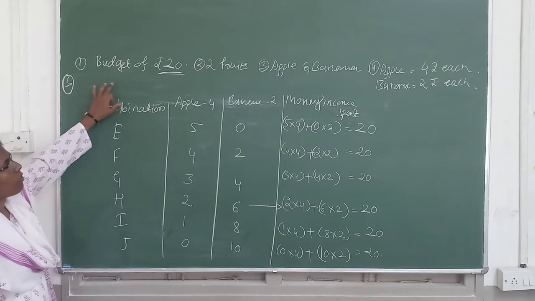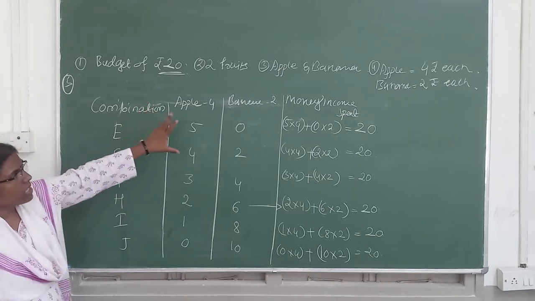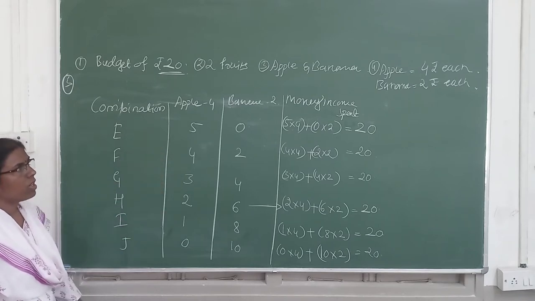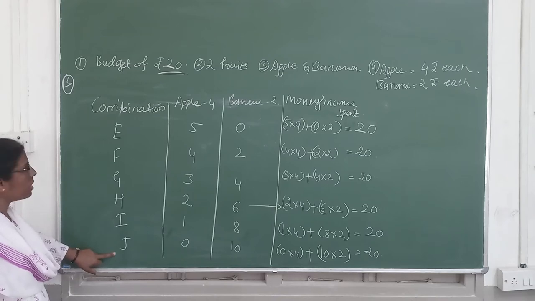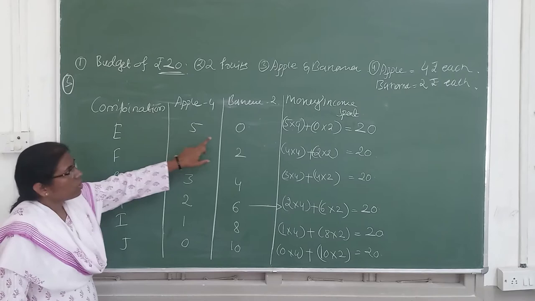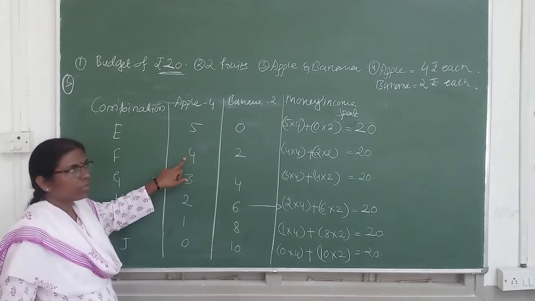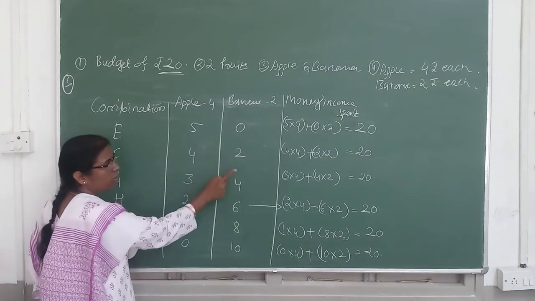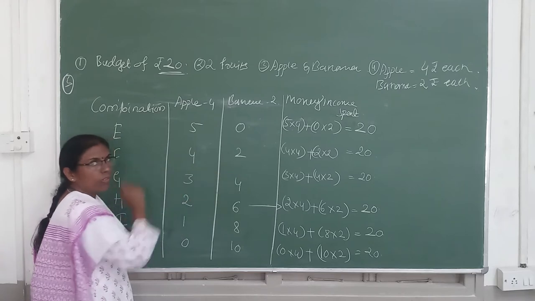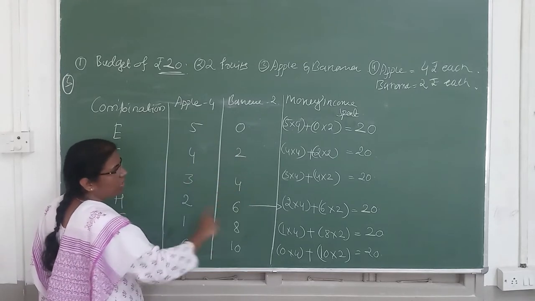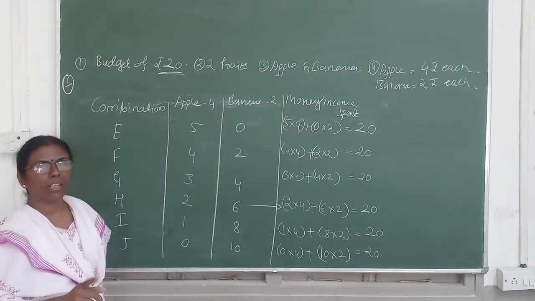Once again, I will repeat. With the help of 20 rupees, the consumer tries to make different combinations of two goods. In our example, apple and banana are considered. The price of apple is 4 and the price of banana is 2. These are all the combinations, 6 in total. If we purchase 5 apples, then 0 bananas we have to purchase. If you want to purchase 2 bananas, you have to sacrifice 1 apple. Or if you want to purchase 1 more apple, you have to sacrifice 2 bananas. Like this, the budget set is calculated. Is it clear? If you want to purchase more of one, then definitely you have to sacrifice another.